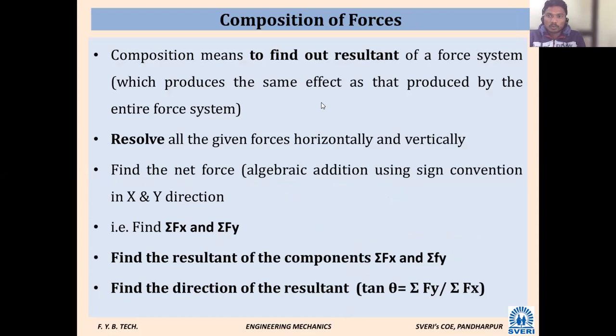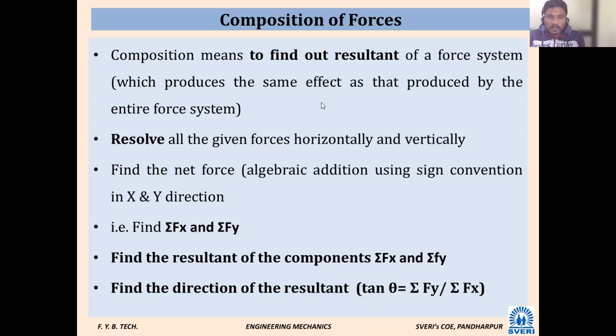Suppose there are n number of forces in the system. Whatever effect is produced by all these forces, the resultant also will have the same effect. Then only can we say that the total number of forces is converted into one force. It is called the resultant.